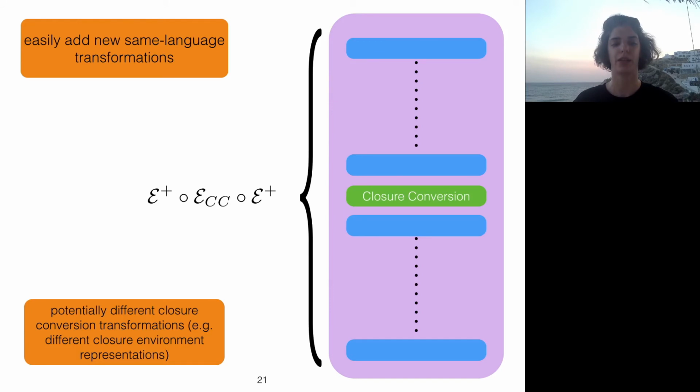This top-level relation is satisfied by any sequence of lambda ANF transformations that encompasses a closure conversion transformation. We can therefore easily add new same-language optimizations before and after closure conversion and prove them correct with the E relation. Or even add a new closure conversion transformation that, for example, uses different closure environment representations, as the ECC relation makes no assumptions about the closure environment representation. The end-to-end pipeline will still satisfy the same end-to-end relation.